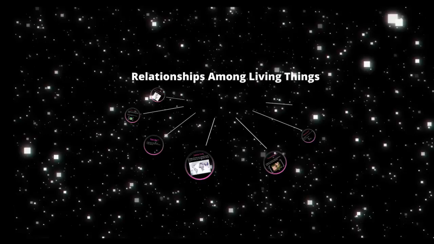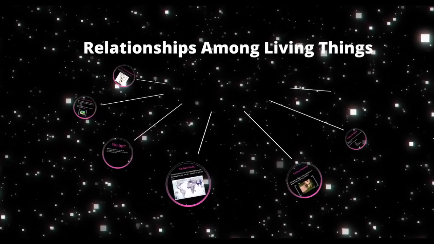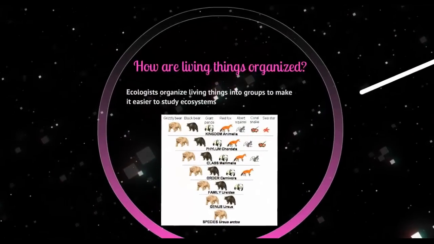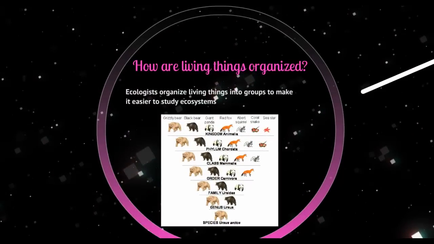So today we're going to talk a little bit more about the groups of organisms and how they interact with each other in order to make an ecosystem successful. So first off, living things are organized into these different groups to make it easier to study the ecosystems. Now, if I was an ecologist and I went into the forest and I said I'm going to study every single animal in the forest, that would be impossible. So you pick a very small group of animals and you study them.